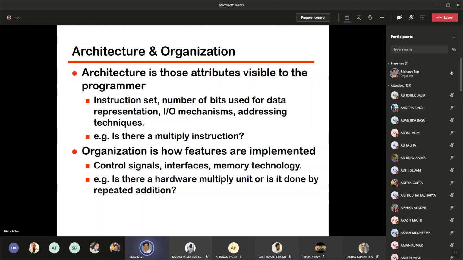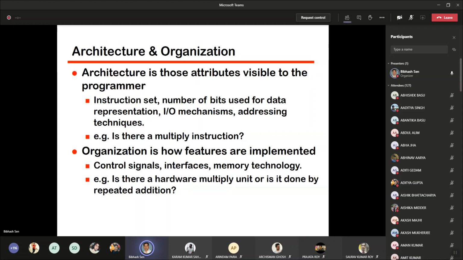Is there a hardware multiply unit, or is it done by repeated addition? That means if you ask this question, you will get the answer. Is there a multiply unit, or is it done by repeated addition? In the organization procedure, you can use 5 multiplier units simultaneously to get 5 multiplications, or you can use 1 multiplier unit repeatedly using some looping structure to get the 5 multiplications. So this is the organization procedure.